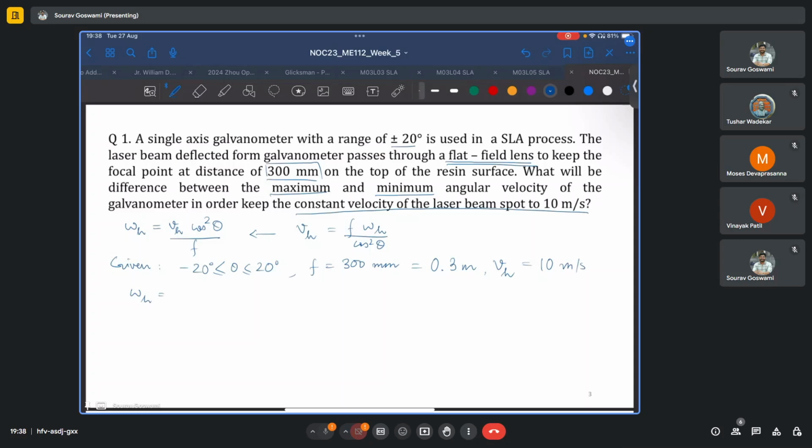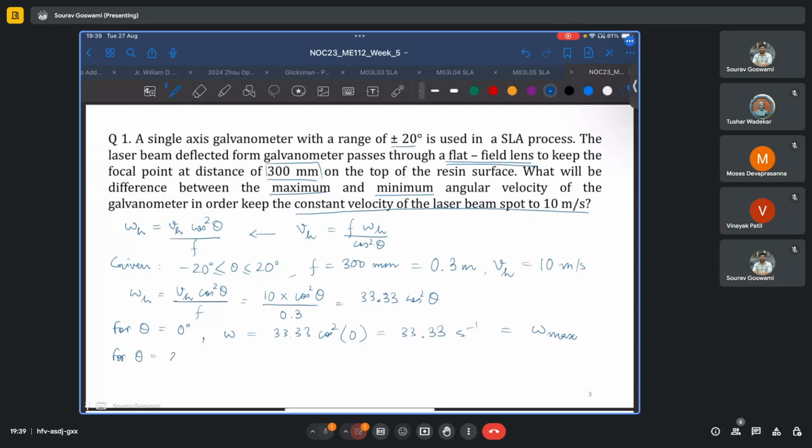So omega h is equal to Vh cos square theta by f, which is 10 meter per second into cos square theta by f is 0.3, so 33.33 cos square theta. Now for theta equals 0 degrees, omega shall equal 33.33 cos square of 0, which is 33.33 radian per second, which in fact is the maximum velocity because the velocity will vary with cos square of theta. We know that maximum value of this is 1, minimum is 0. So this is the maximum omega that can be achieved.